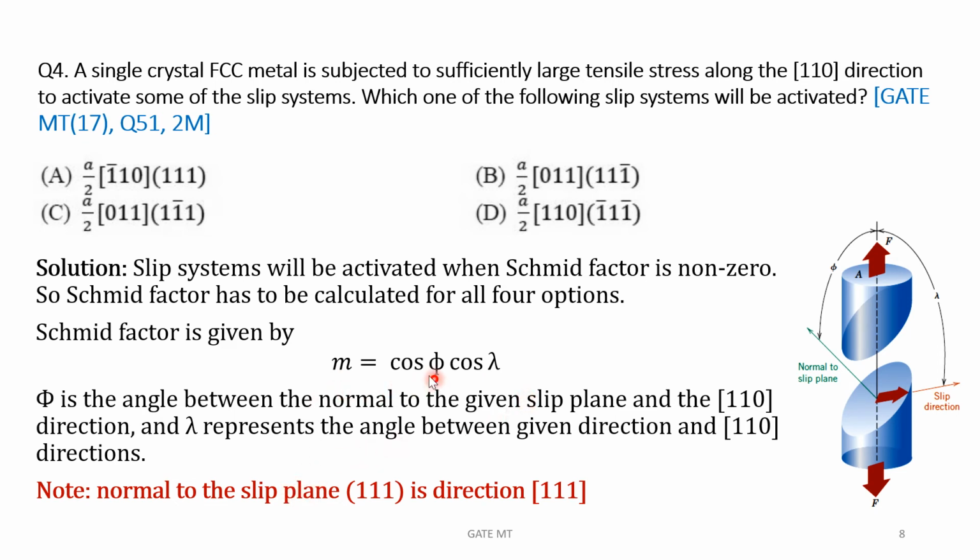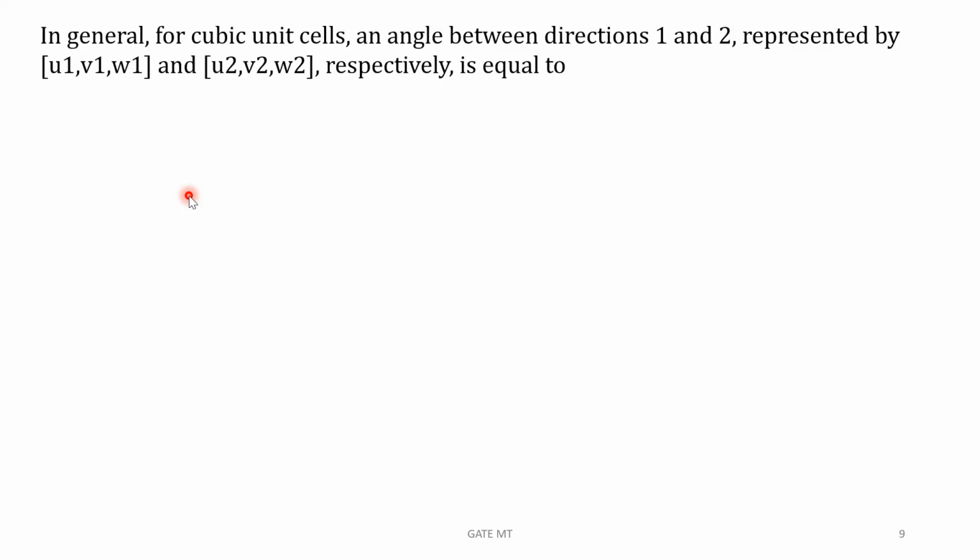Now that we know what the angles phi and lambda are, we need to find the values of cos phi and cos lambda. The only things given to us are the direction and the plane. So how do we do that? In mathematics, in general, for cubic unit cells, consider the angle between two directions, represented by u1, v1, w1 and u2, v2, w2. We have two directions, given in square brackets: one direction is u1, v1, w1 and the other is u2, v2, w2.